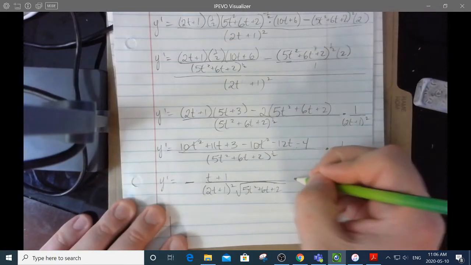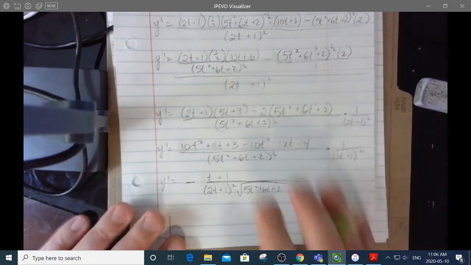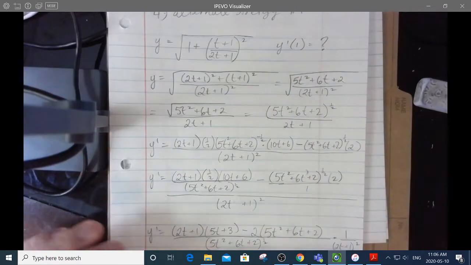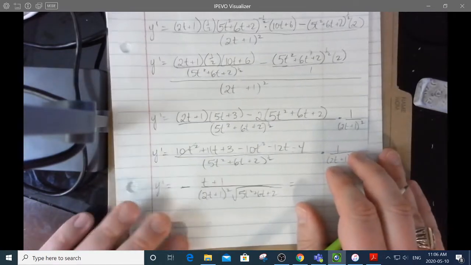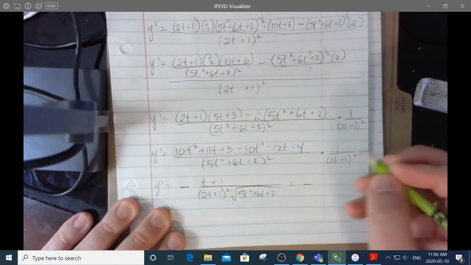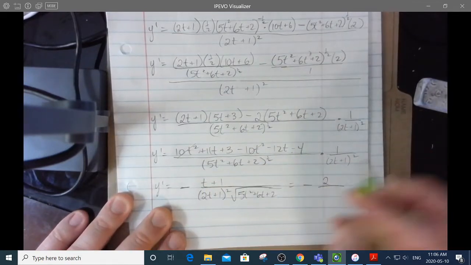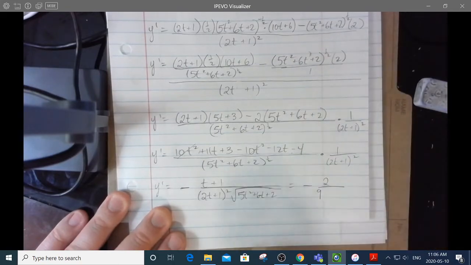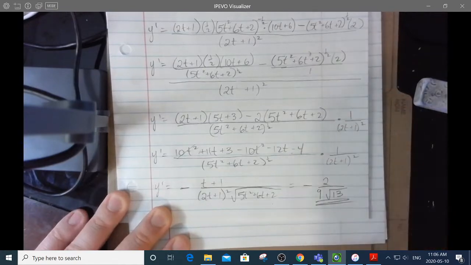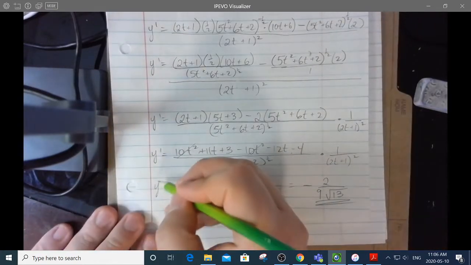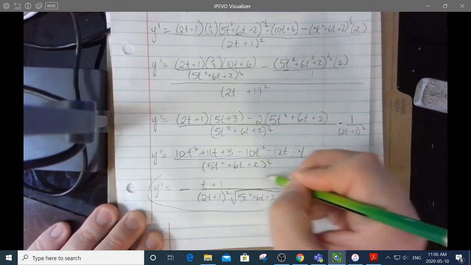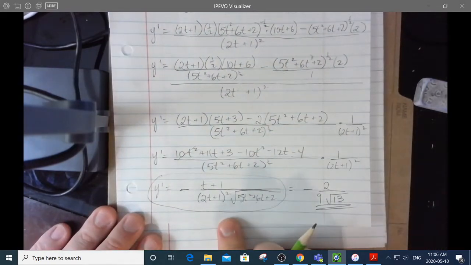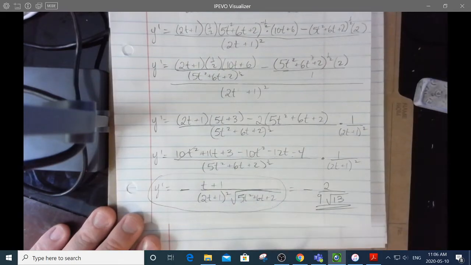And just for fun, remember, the whole point of this was we were going to plug in t as 1 when we're done. So let's see. If I plug in t as 1, I get the negative of 1 plus 1 is 2. And on the bottom, that's 2 plus 1 is 3 squared is 9. And that's 5 plus 6 plus 2 is 13. And that's what we got last time. So this is the answer I would have wanted had the question actually said, can you find the derivative and then simplify it? That's about as simple as I'd want it.